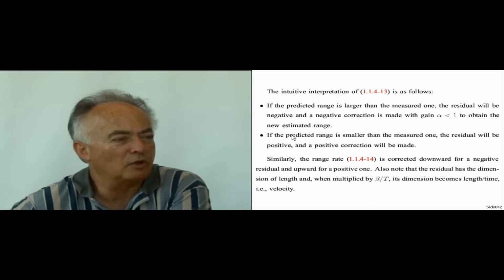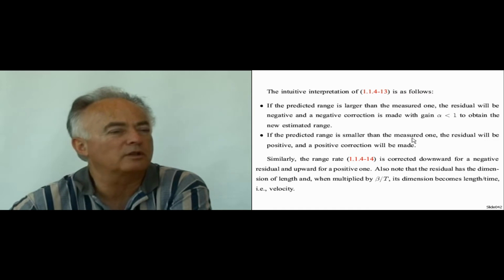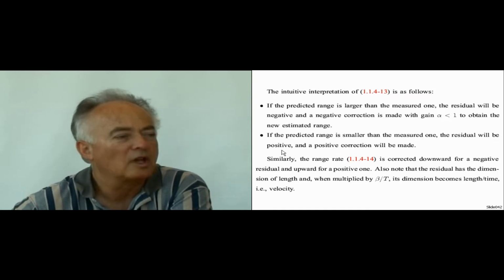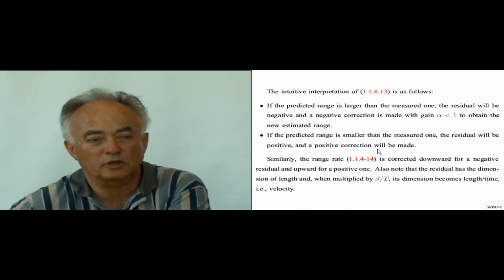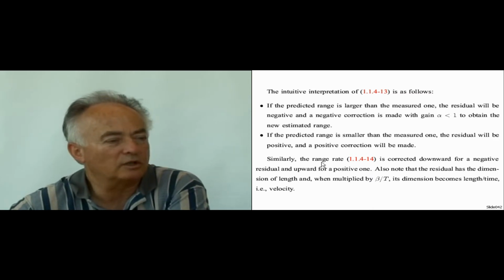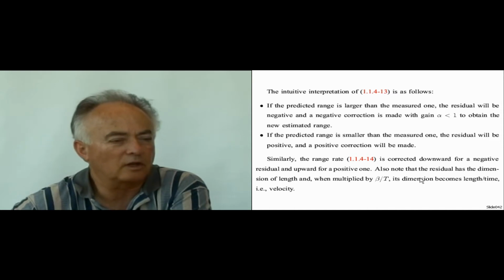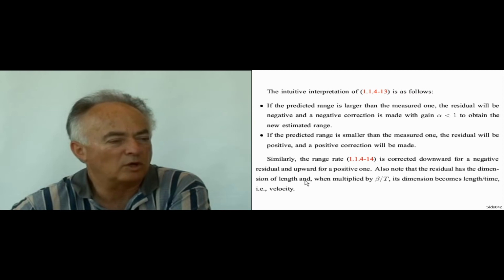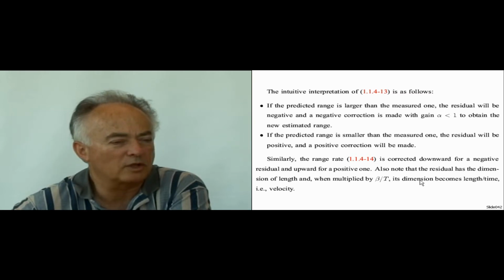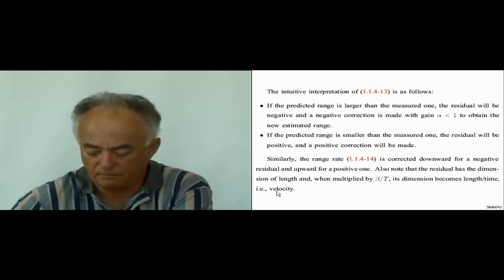Now, if the predicted range is smaller than the measured one, the residual is positive, then we make a positive correction. Similarly, the range rate is corrected downward. Remember, beta is between 0 and 2, so the gain beta over T is positive. It is corrected downward for a negative residual and upward for a positive one. And again, important to remember that the residual has dimension of length, and multiplied by beta over T, it becomes length over time, namely velocity.